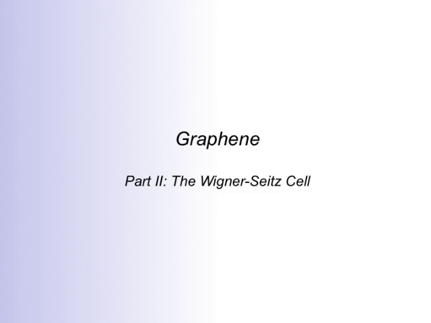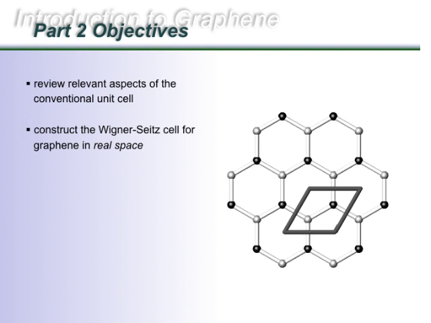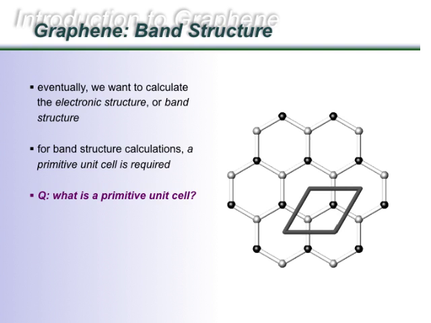Hello and welcome to part 2 of the Graphene series. This time we talk about the Wigner-Seitz cell. What we want to accomplish this time is to review some relevant aspects of the conventional unit cell. Then we'll construct the Wigner-Seitz cell for graphene in real space.